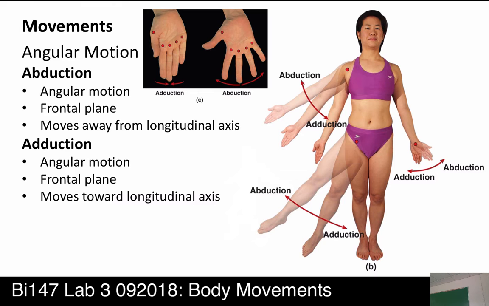So, to abduct just means to take it away from the midline, to pull it away from the midline. Does that make sense? And to adduct is just adding it to the midline. You add something to something when you add, right? That makes sense. And so adduction is just adding it to the midline. So you can abduct the hip or adduct the hip.